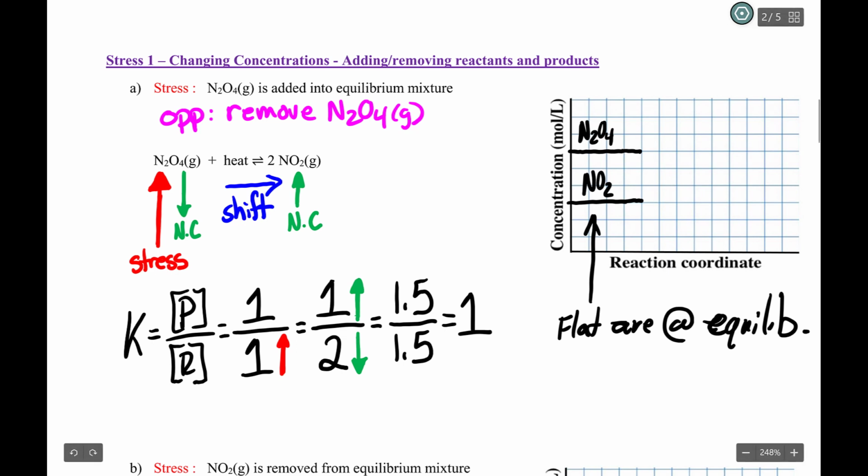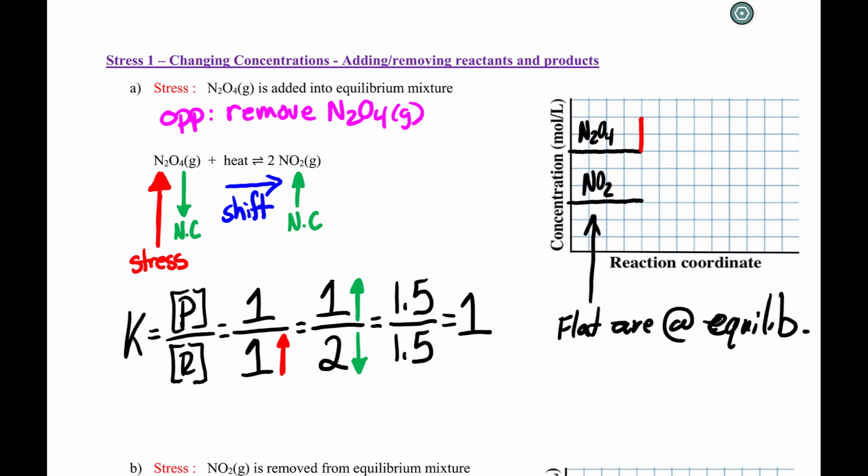So I'm going to use my red pen, and I'm going to go directly up. This is an instantaneous addition of some N2O4, so its concentration is going to go up. It's gone up 2 squares. Okay, now what's happened is my ratio of products to reactants are out of whack. I need to make more products, and I need to consume the reactants to do that.